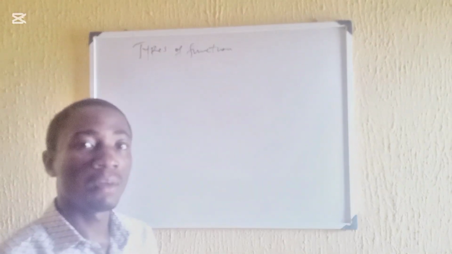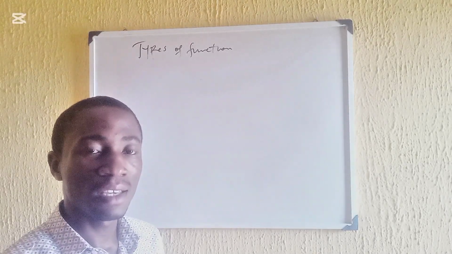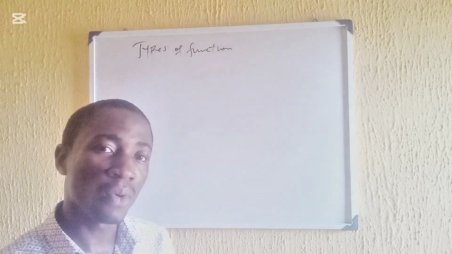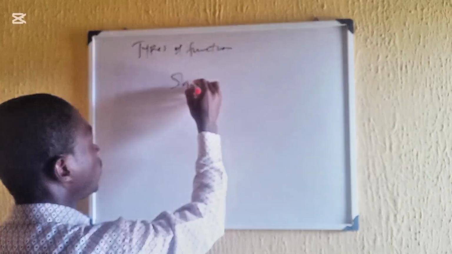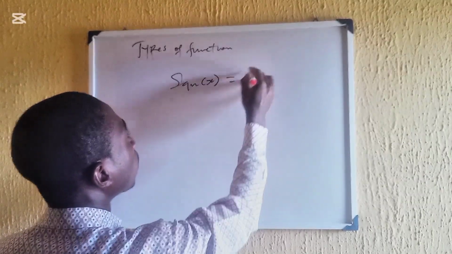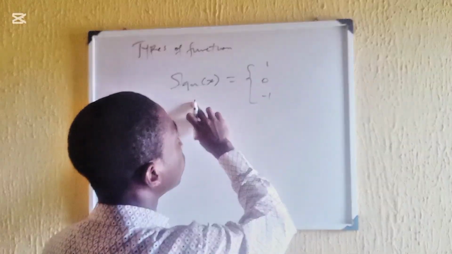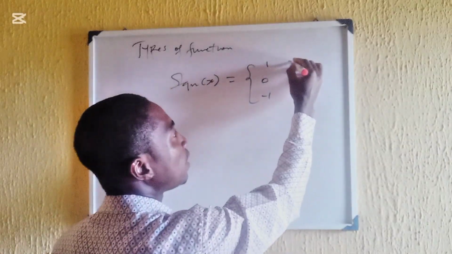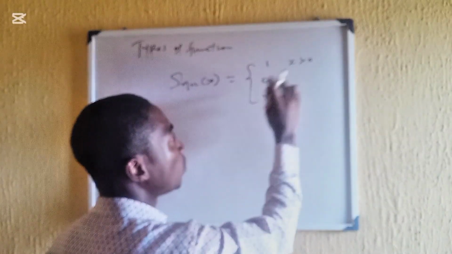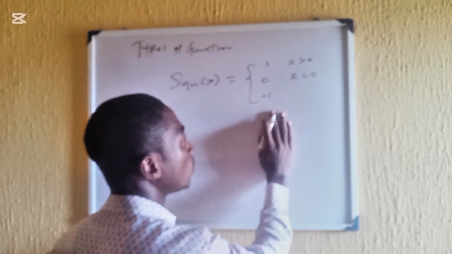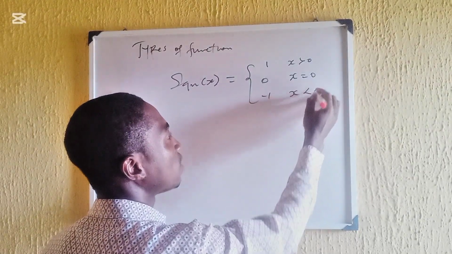The next function I want to talk about is the signum function. The signum function is a function that has a specific value at certain points in the domain. Now, here's the definition. The signum function is equal to 1 when x is greater than 0. The signum function is equal to 0 when x is equal to 0. And the signum function is equal to minus 1 when x is less than 0.